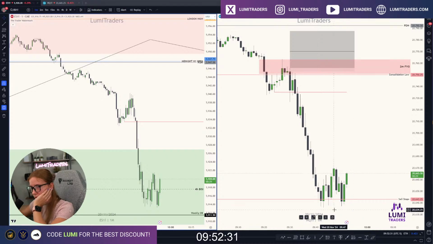Because just looking at this, I can see, for example, oh yeah, we got SMT, but if I compare the ES and MNQ chart, we never got something right here.